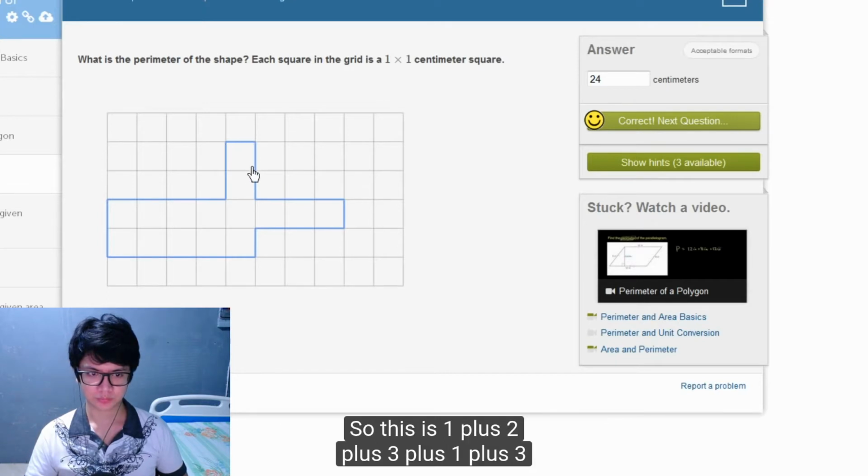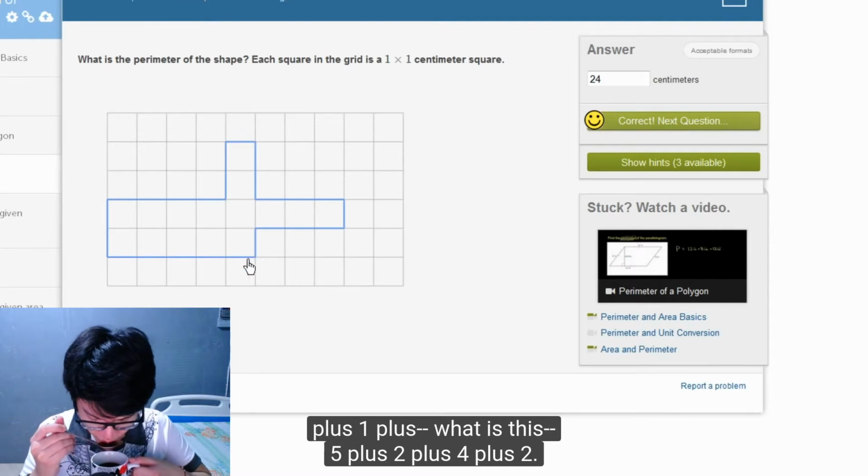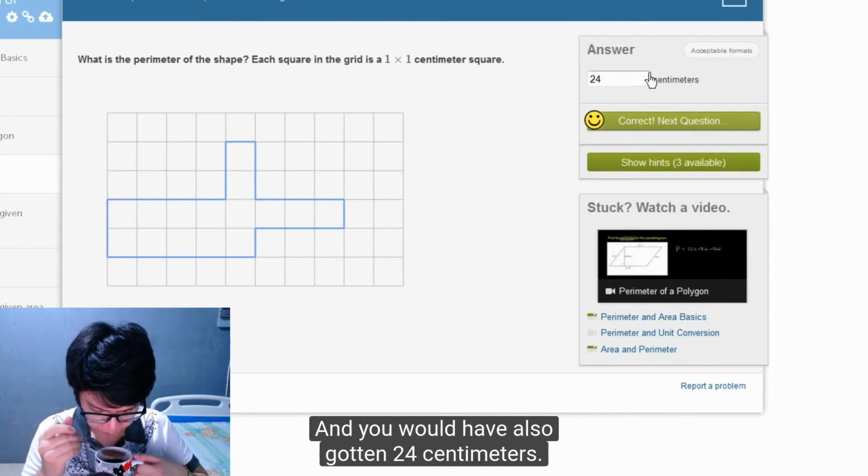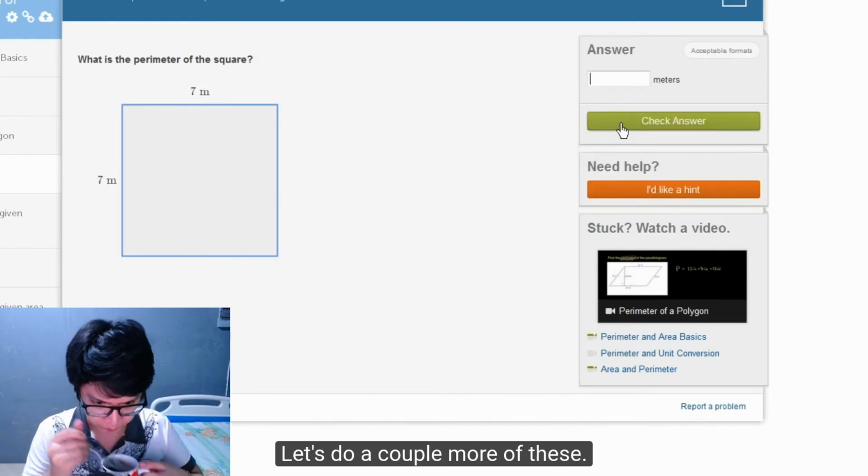So this is 1 plus 2 plus 3 plus 1 plus 3 plus 1 plus, what is this, 5 plus 2 plus 4 plus 2. And you would have also gotten 24 centimeters. Let's do a couple more of these.